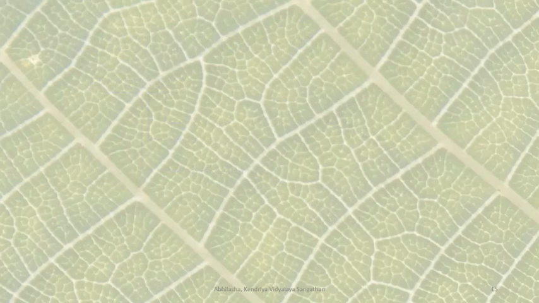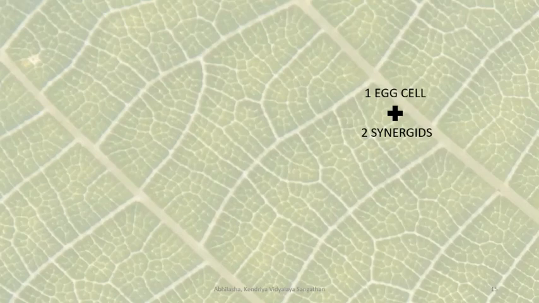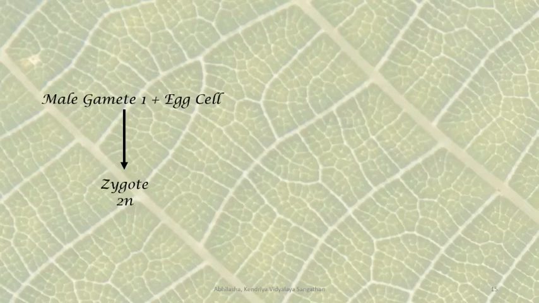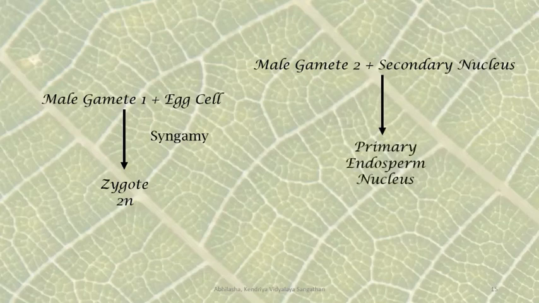The 2 male gametes in the pollen tube are released into the ovule. Now you recall that the egg apparatus has the egg cell or female gamete and the 2 synergids. One of the male gametes fuses with the egg cell to form the zygote, and this is known as syngamy. Now besides the egg apparatus, there is the secondary nucleus in the embryo sac. So the second male gamete fuses with the secondary nucleus to form the primary endosperm nucleus, or PEN.